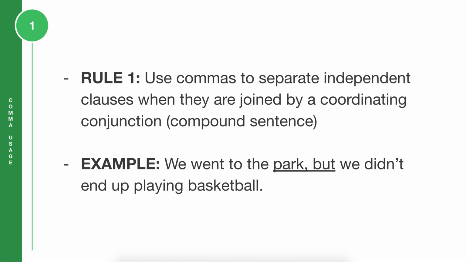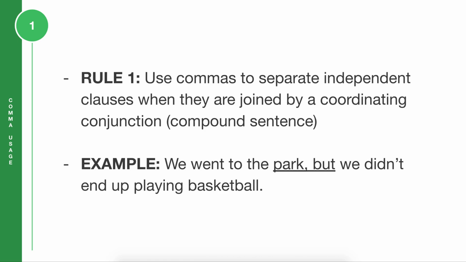Now, those of you who are familiar with the different types of sentences, what we are talking about here are compound sentences. So a compound sentence has 2 independent clauses or 2 complete thoughts that are joined into one. In our example, you can see we went to the park. That is a complete thought by itself. It could be a sentence on its own. It is an independent clause.